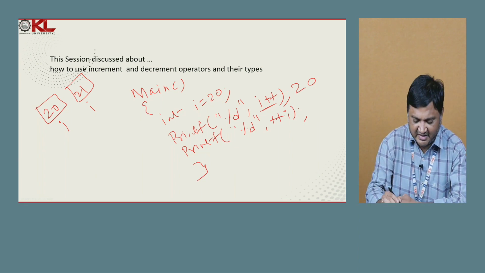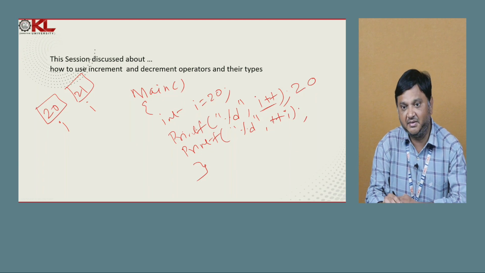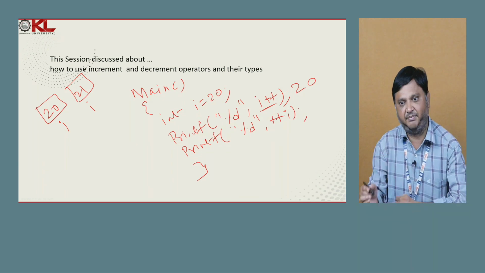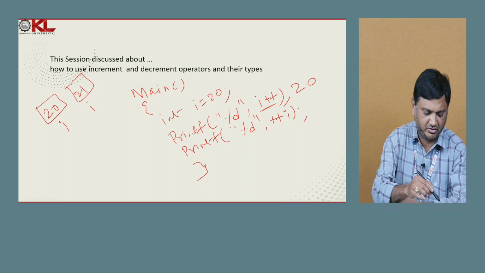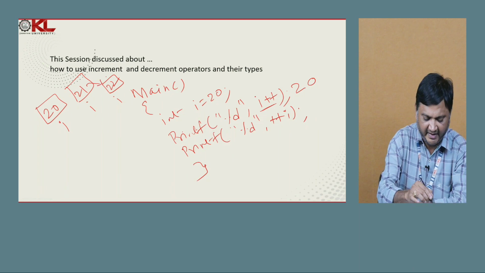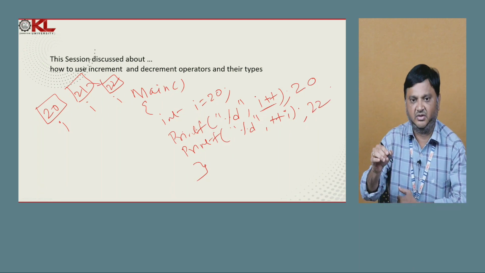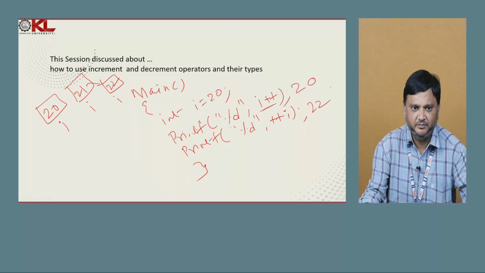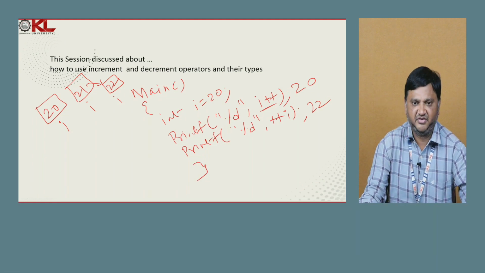Remember. What is the next step you wrote? Pre-increment. Pre-increment is nothing but incrementing and printing, right? That's called a pre-increment. So what is the I value? You got 21. Now I becomes 22. Incrementing by 1 and then print on the screen. So the output is 20 and 22. That is the difference between post increment and pre-increment.